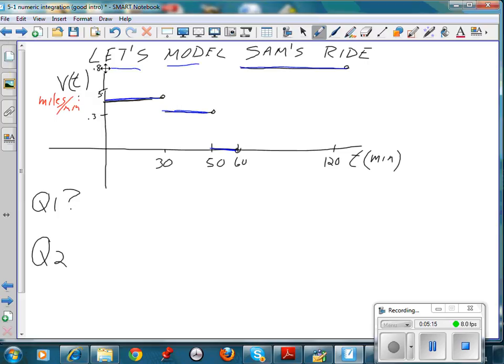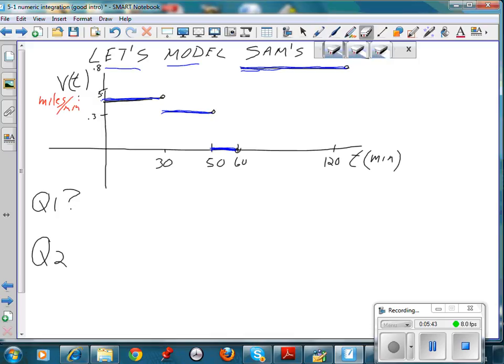Here's my function. I'm going to call it velocity of t. Notice he's going 0.5 miles per minute for the first 30 minutes. Then from 30 to 50 minutes, he's going 0.3 miles per minute. Here he takes his lunch break. There's lunch. And then up here, he books it at 0.8 miles per minute.